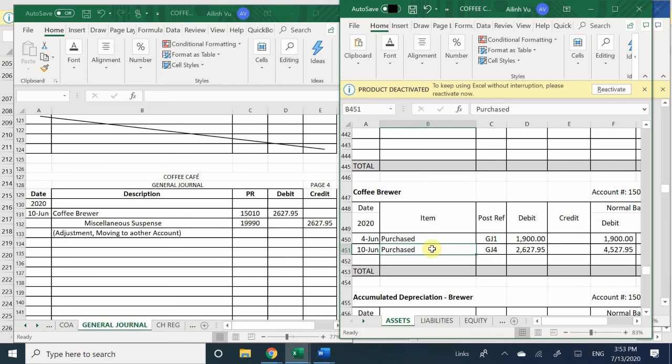Okay, so here we've already entered it into our coffee brewer. So now we have two coffee brewers. We have one that we originally purchased from the store, and then the second one that we bought. Here we added them together, so you have a grand total of $4,527.95 worth of coffee brewers.